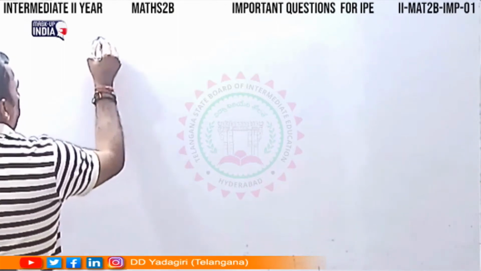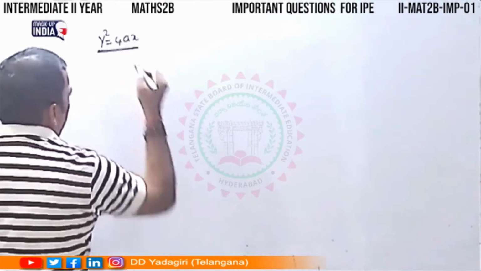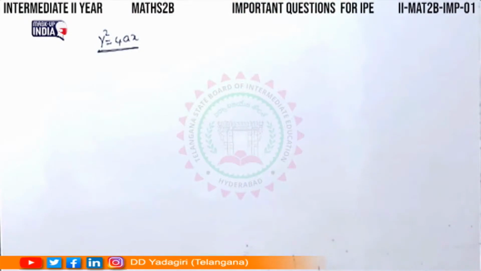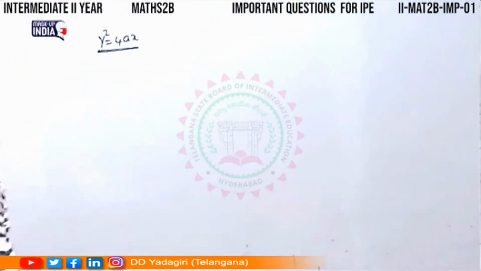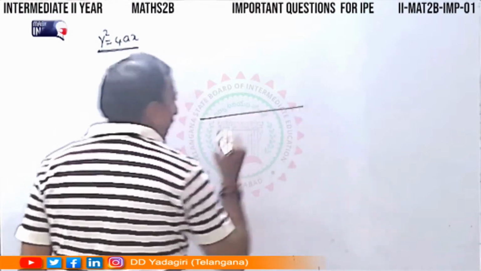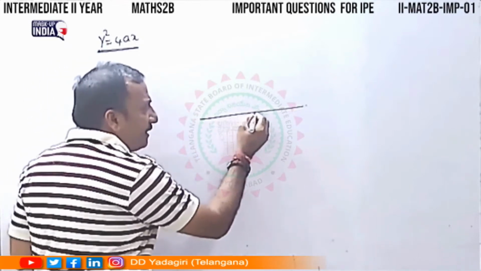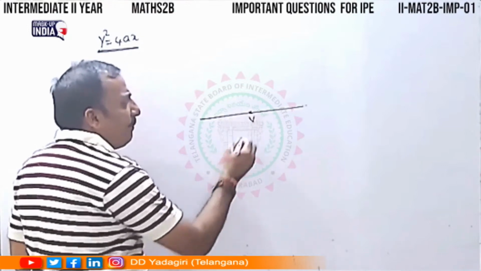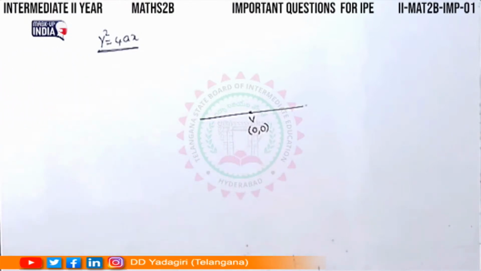First, the standard form of the parabola is y square is equal to 4ax. Let us prove this. Let the axis of the parabola be the x-axis and the vertex of the parabola be at the origin.